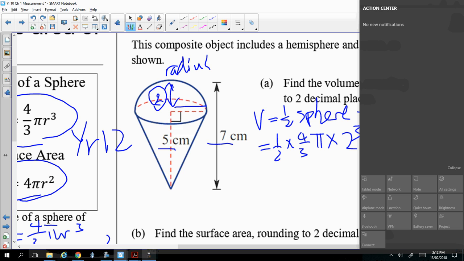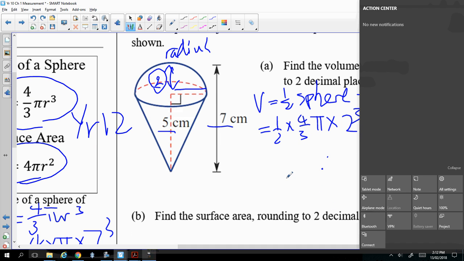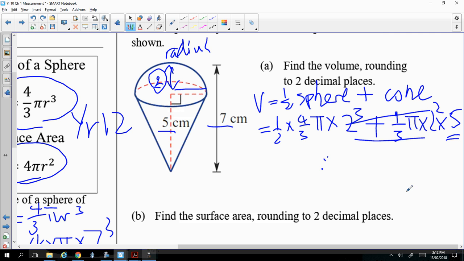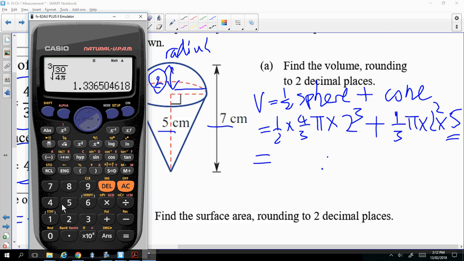Alright, press the button on your calculator, please. Practice this on your calculator. You go half, 0.5, times 4 over 3 multiplied by pi times 2 cubed.